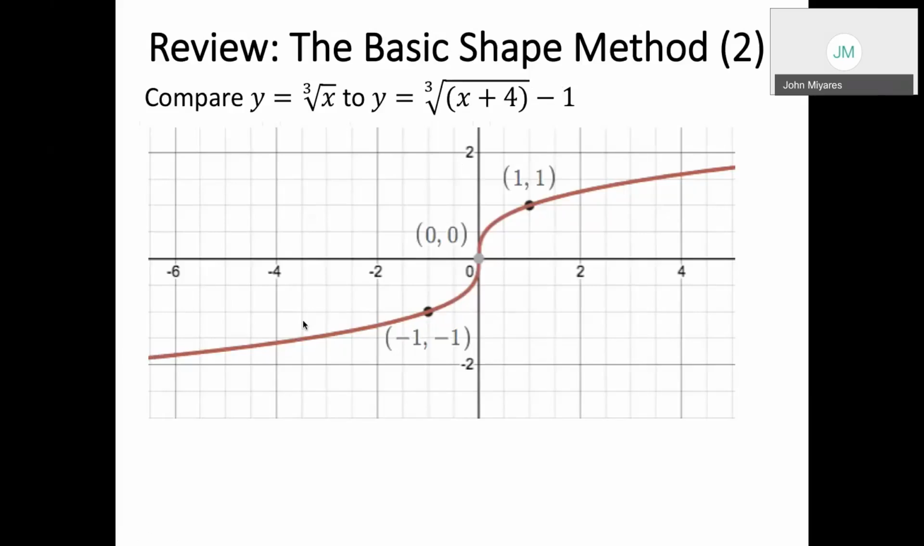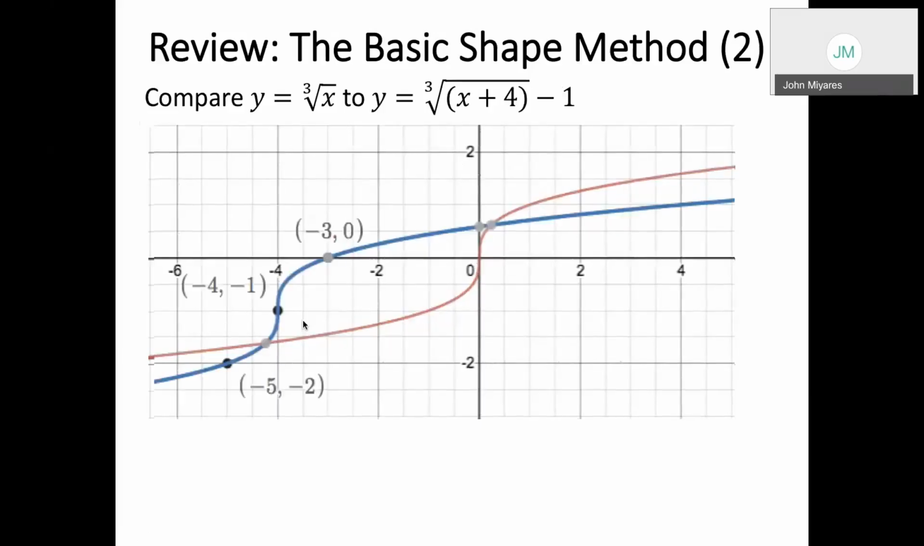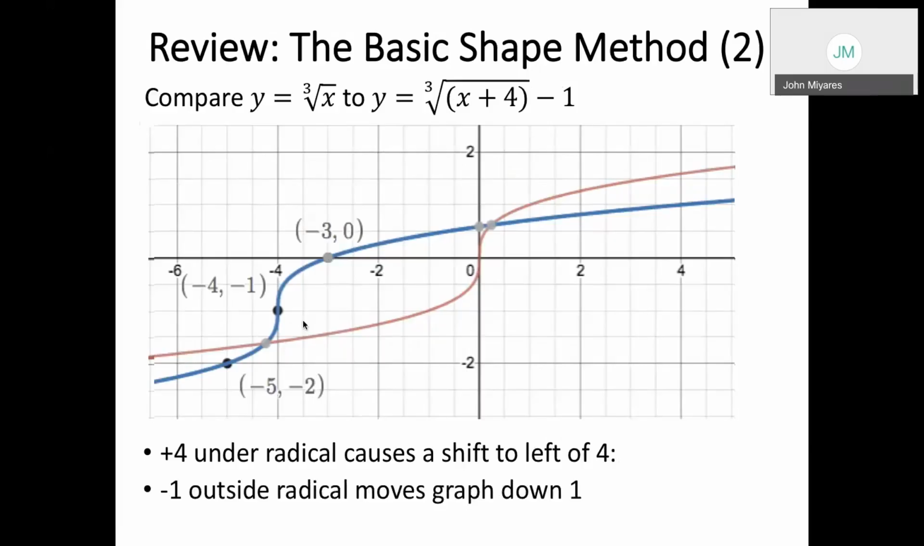Graphing this on a calculator or again in a utility like Desmos will give you the following here. The plus 4 under the radical sign is going to cause the graph to shift left 4, while the minus 1 outside the radical sign will shift the graph downward by 1 unit. Because there is no coefficient in front of the radical sign, the shape of the curve does not get dilated or stretched like we saw with the parabola in the previous example.